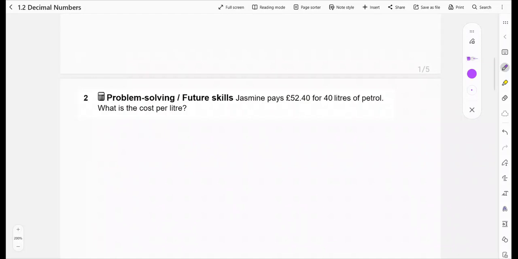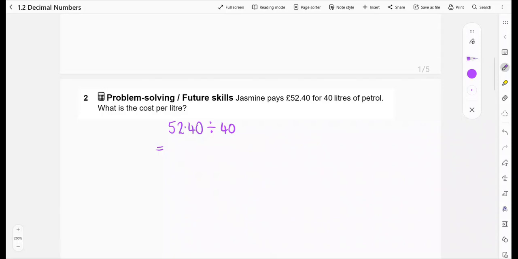Our next example involves a calculator question that requires us to try and work out a calculation from what the question is asking. So we've been told Jasmine pays £52.40 for 40 litres of petrol. What is the cost per litre? Well, currently we have £52.40 for 40 litres. To get 1 litre, if I was to divide the £52.40 by 40, that will then tell me the cost of 1 litre.